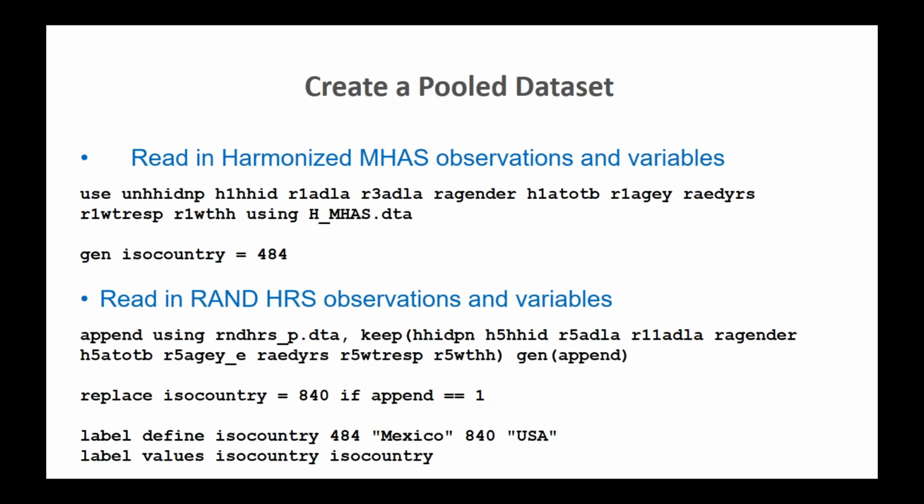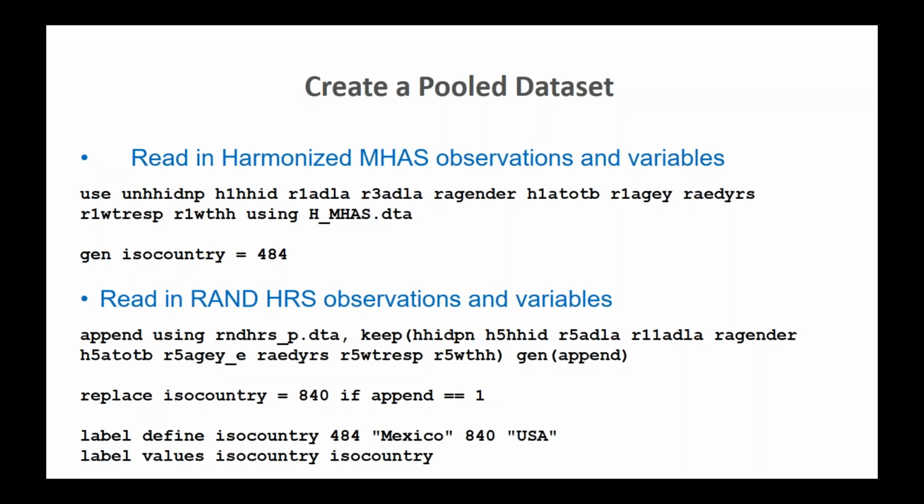And then we'll read in the RAND-HRS observations and variables. And to do this, we're going to use the append command. What append does is that we're not using the data set again, because that would replace our current data set. And we're not merging, if you're familiar with merging, because we know that no one in the MHAS data set would also be in the HRS data set. But we're going to append, which is going to take a new set of observations and put them below the current data set. So we'll append using RAND-HRS.